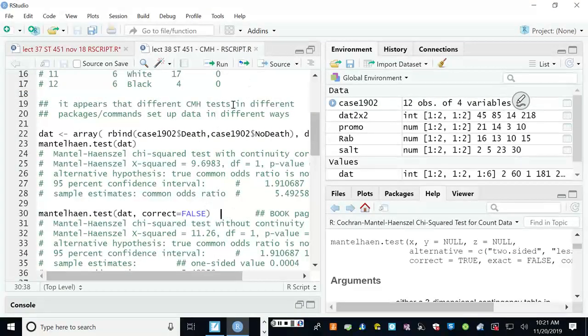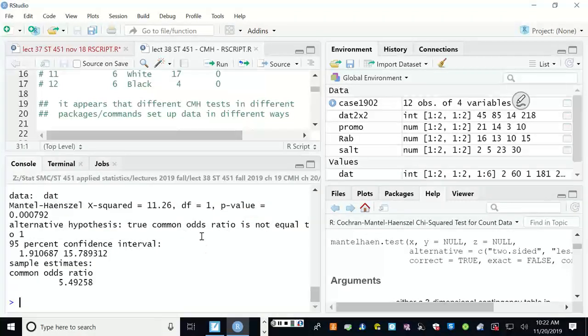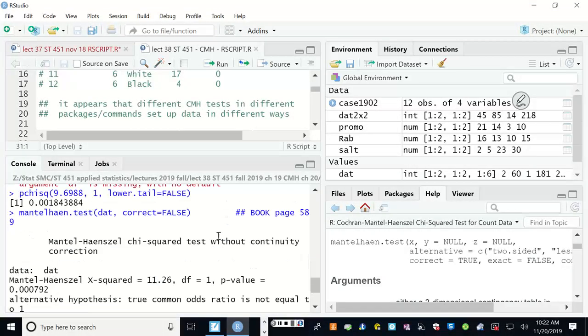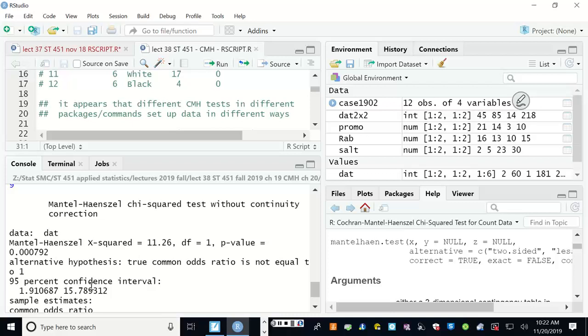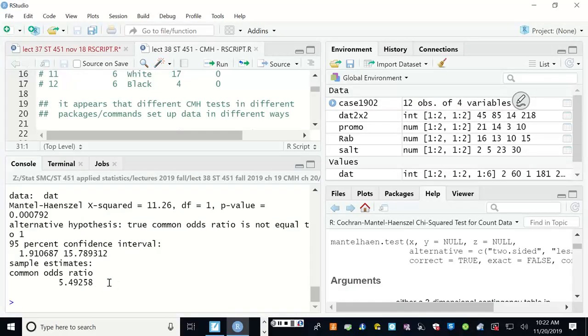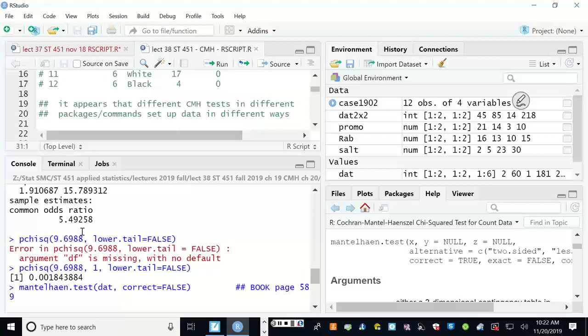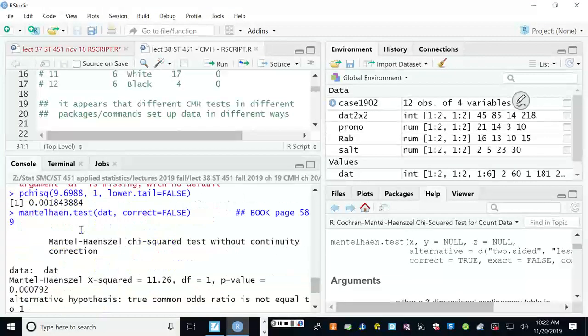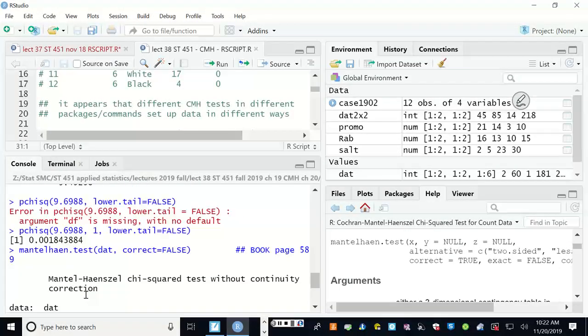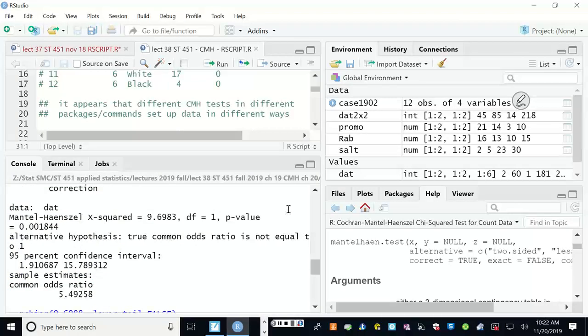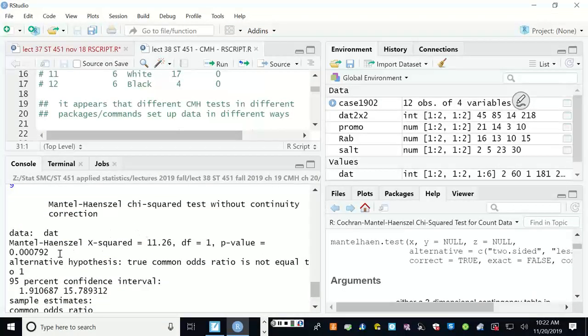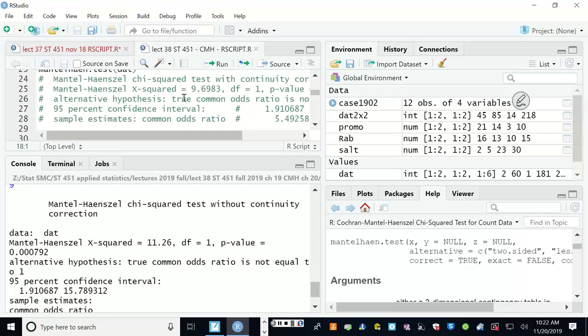If you don't use the correction, I've made a note there of what the book reports for a confidence interval for the odds ratio and so on. It makes a little bit of difference. The odds ratio is the same, and the confidence interval doesn't move very much. The p-value changes, so it gets smaller without the continuity correction, but they're both very small. So it's very clear from the data that there's a difference there.